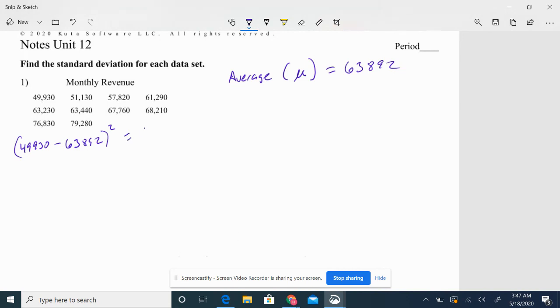That's going to give me 194,937,444. I'm just copying the numbers. Okay, I'm going to look at my second number, 51,130 minus the average, and then square it. That gives me 1,628,68644.